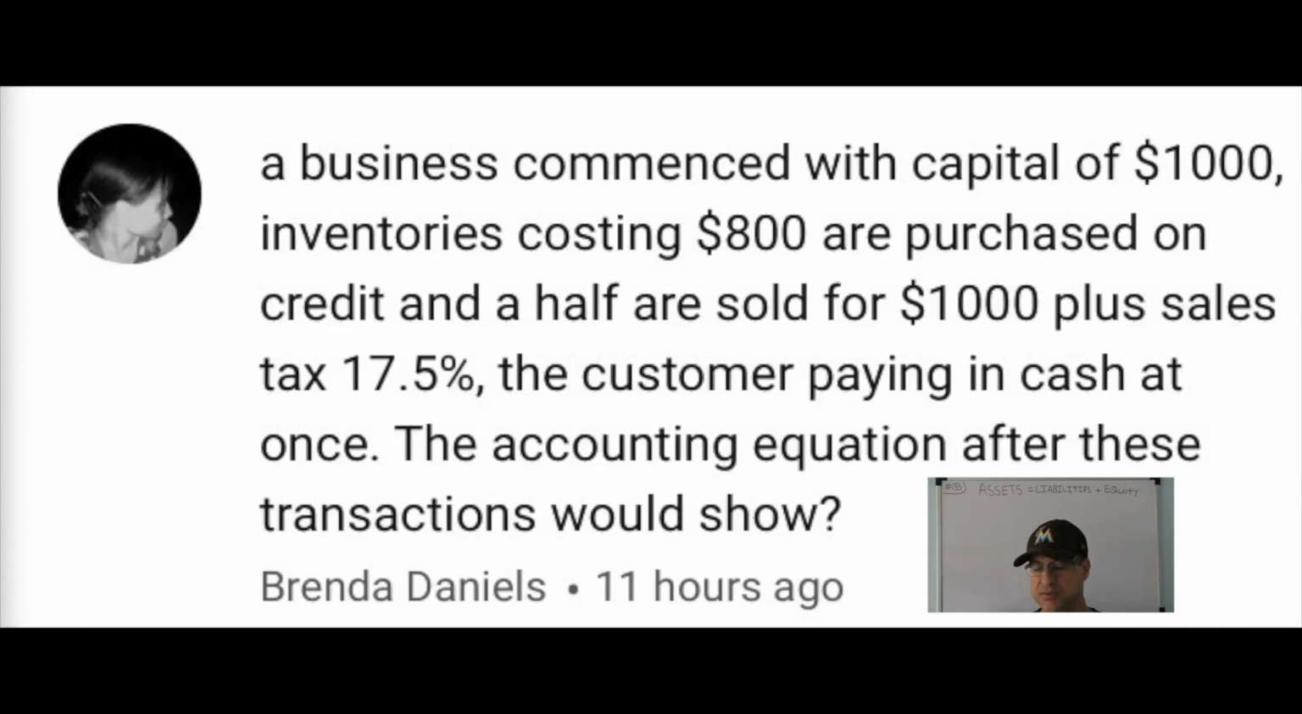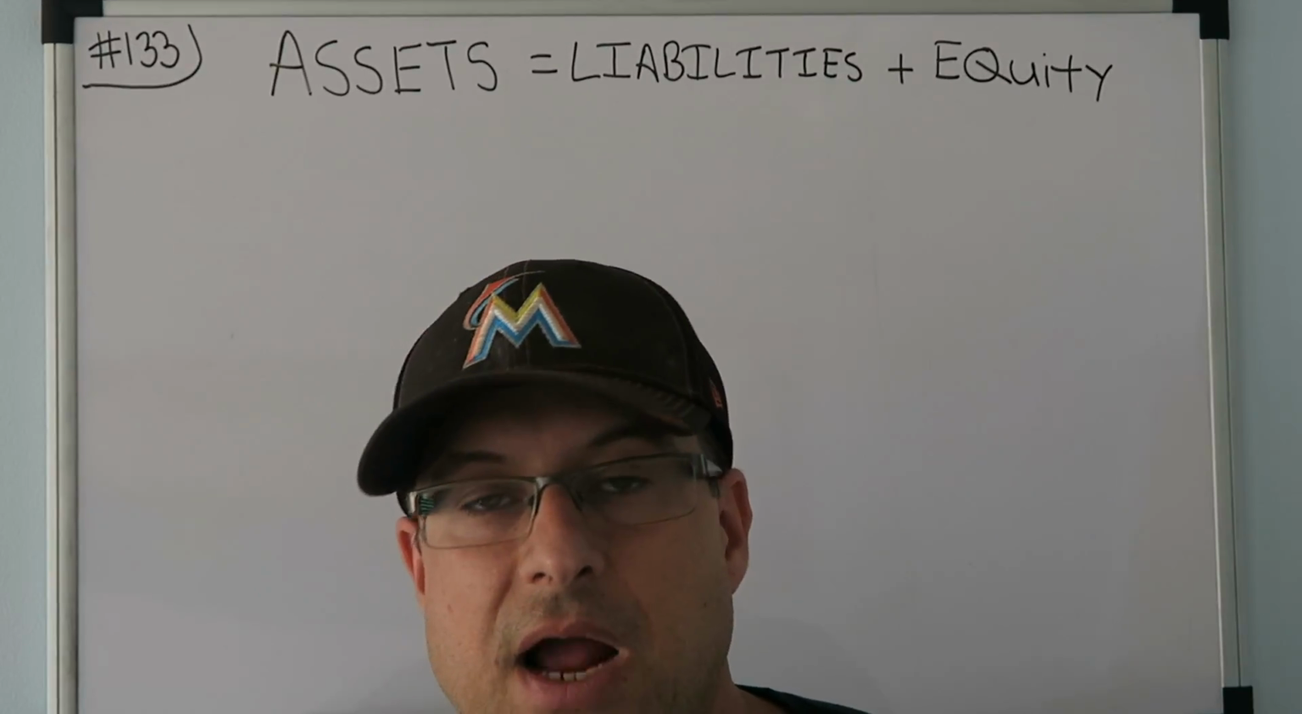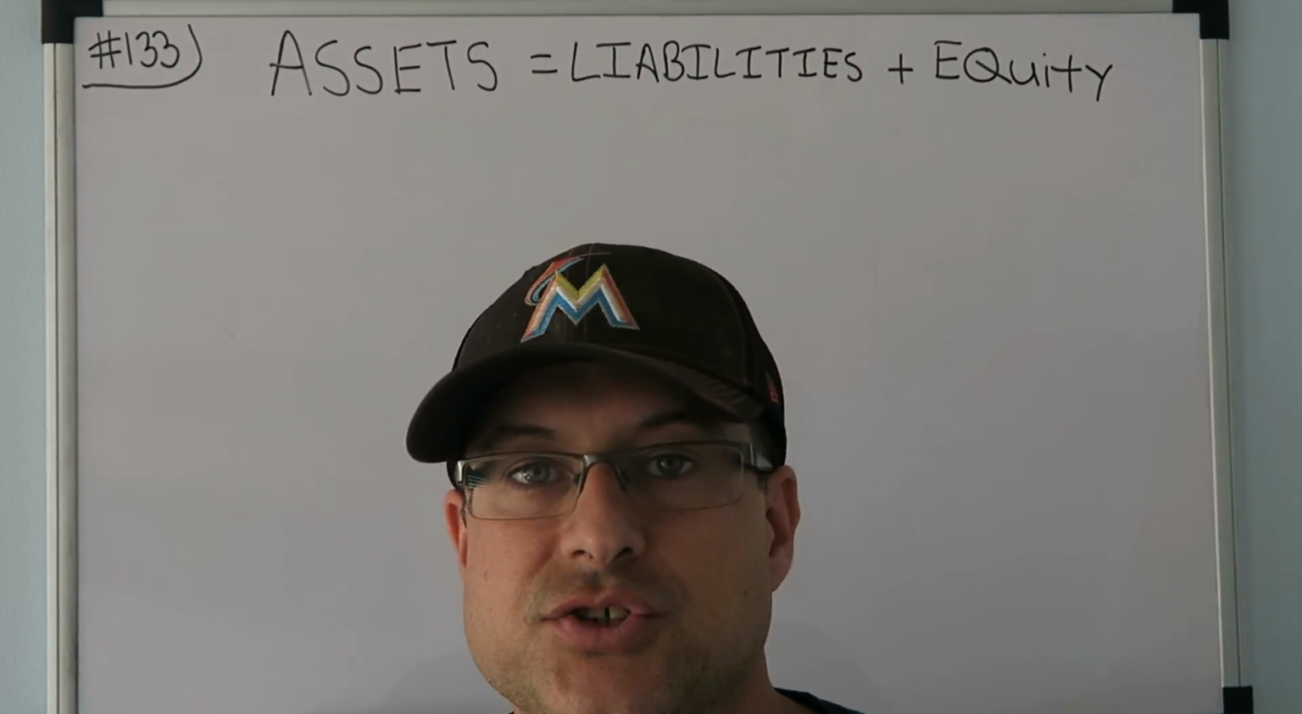A business commenced with capital of $1,000, then inventories costing $800 are purchased on credit, and half are sold for $1,000 plus sales tax of 17.5%, the customer paying in cash at once. The accounting equation after all these transactions would show... So I basically want to know what the accounting equation is going to show after all these transactions.